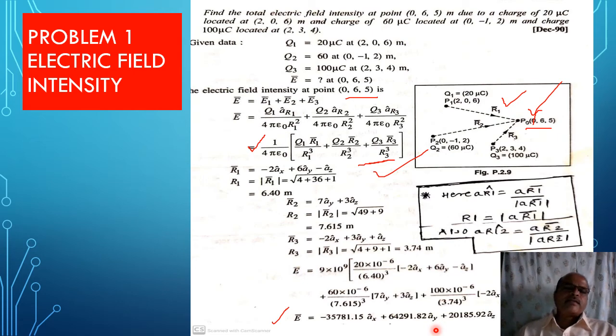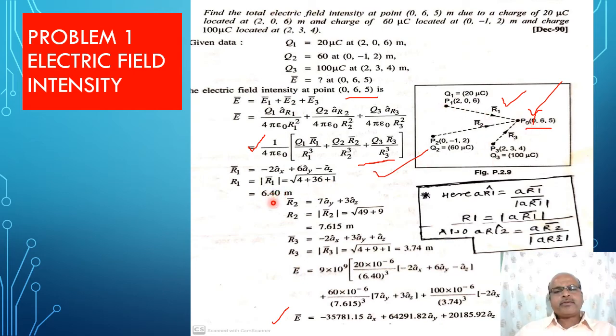In such types of problems, keep in mind that we have to find the electric field intensity. Where the electric field intensity is asked, we have to subtract that point from the next point, and calculate all the values of R1 bar, R2 bar, then the magnitude of R1 bar, and similarly we can solve other problems of such type.